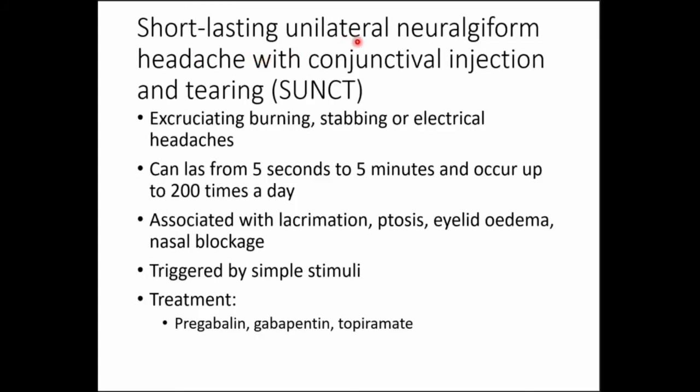So short-lasting unilateral neuralgiform headaches, or SUNCT, compared to other forms of the primary headaches, this is very, very rare, not as common. However, it tends to present with an excruciating burning, stabbing or electrical pain. It can last between 5 seconds to 5 minutes and occur up to 200 times per day. It tends to be associated with things such as lacrimation, ptosis, eyelid edema, or nasal blockage, and can be triggered by simple stimuli. The treatment would be drugs such as pregabalin, gabapentin, and topiramate.